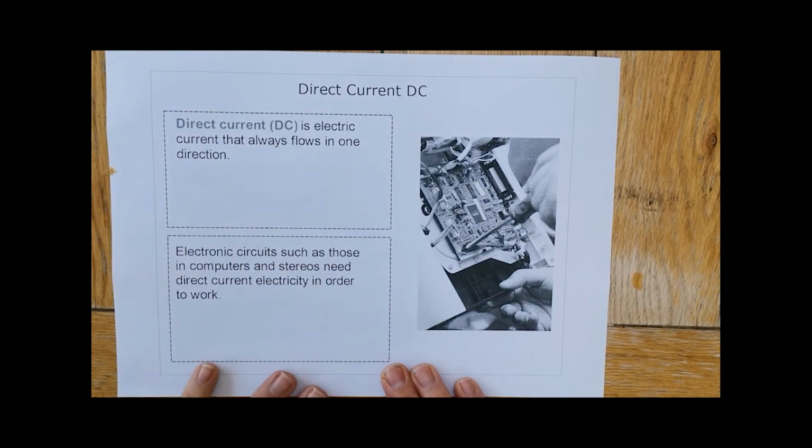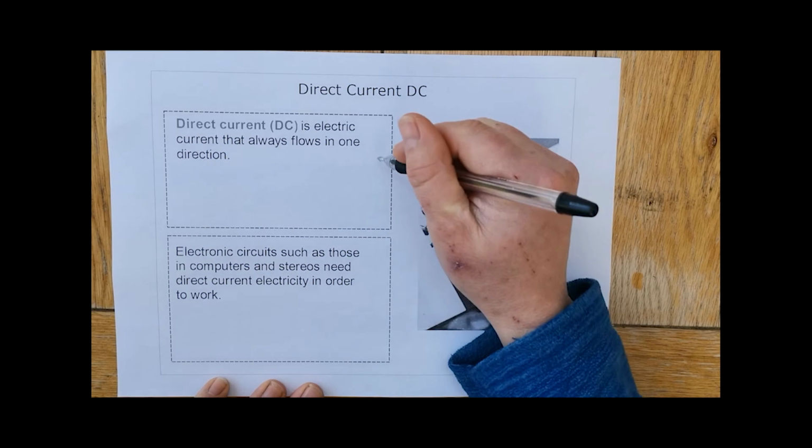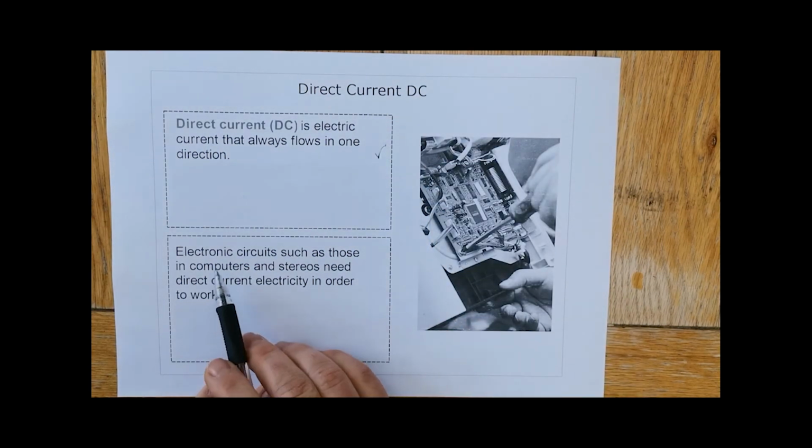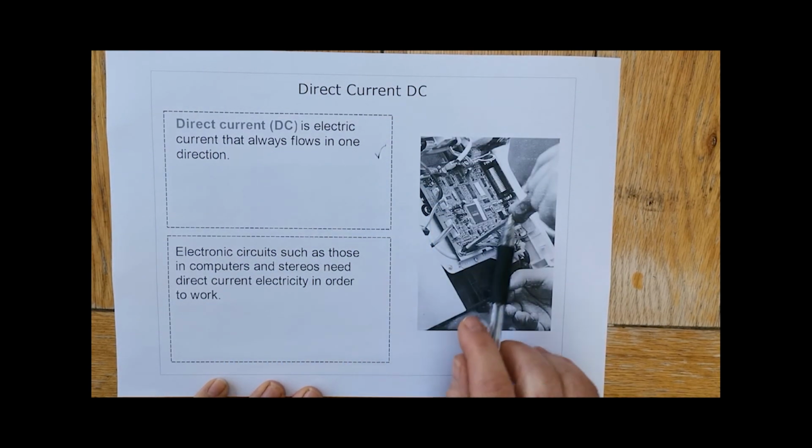And just one more slide here. Direct current. Direct current is current that flows in one direction. We should know that now. Where do we use direct current? Well, on circuit boards, generally they don't really like AC.